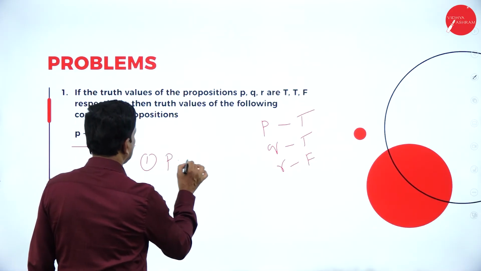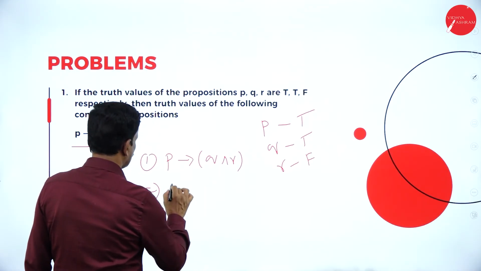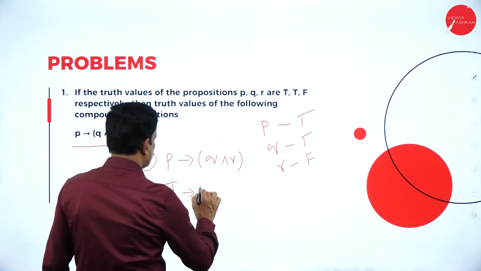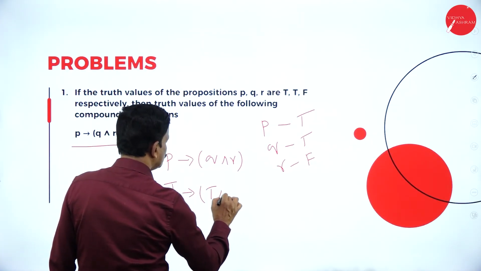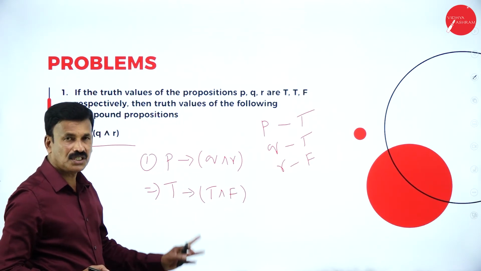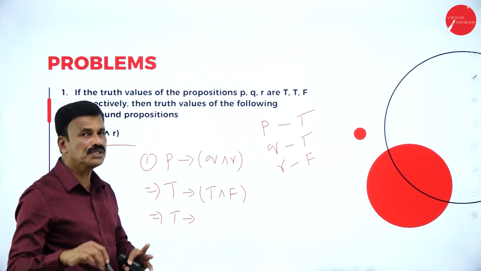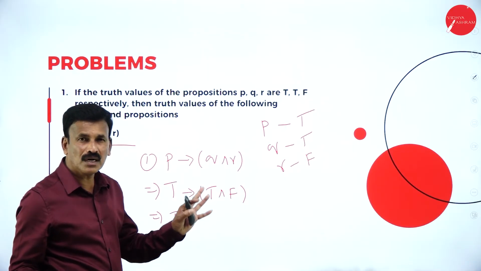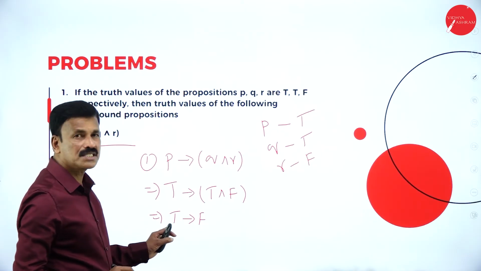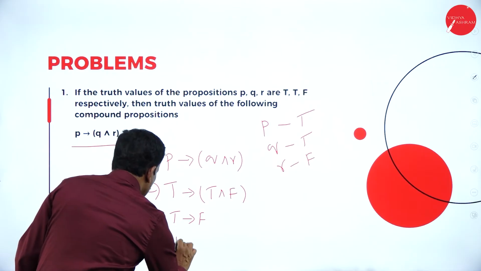So what is given? P conditional to Q conjunction R. So that is nothing but, what is P? P is nothing but true, conditional to this part. Q, what is Q? True, conjunction, R is F. That means in case of conjunction, true and false is false. In case of conjunction, true and true is true. In all other cases, it is false. So true and false is false. So this is nothing but false. Again, this is a conditional statement. In case of conditional, true and false is again false. So this is equal to false.